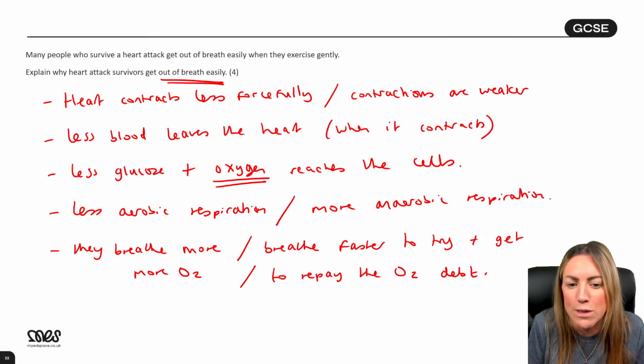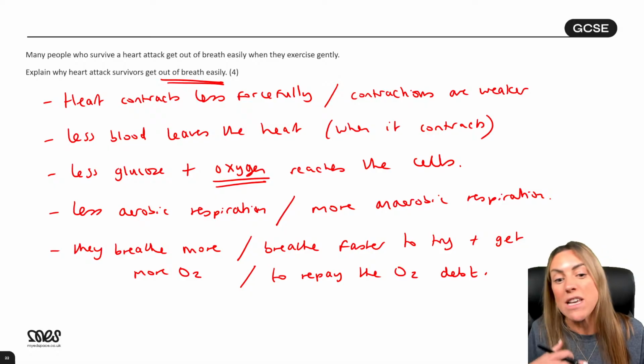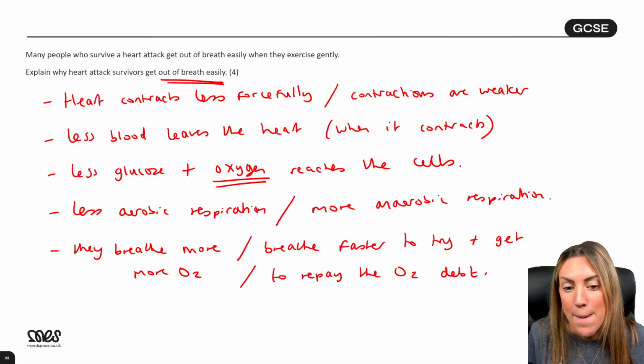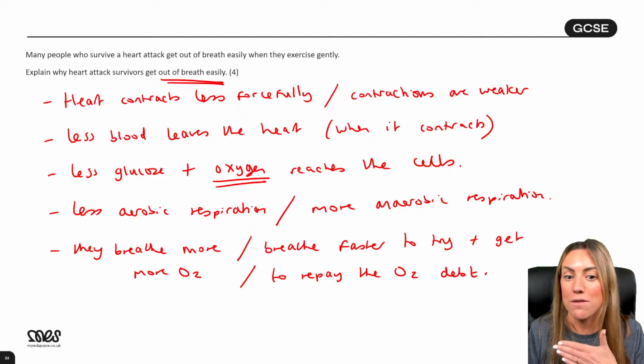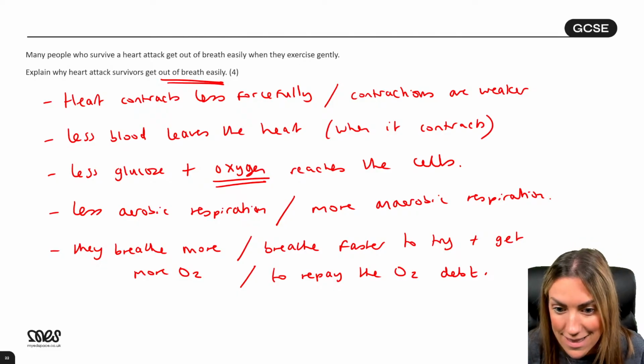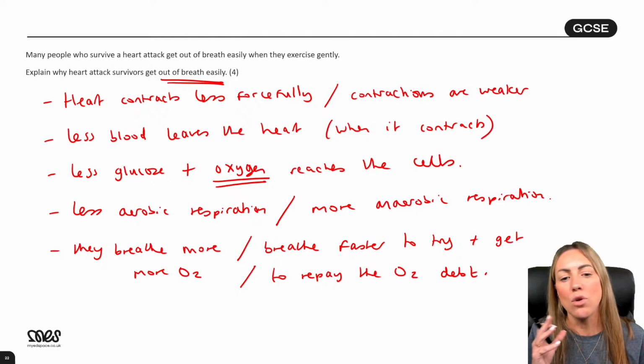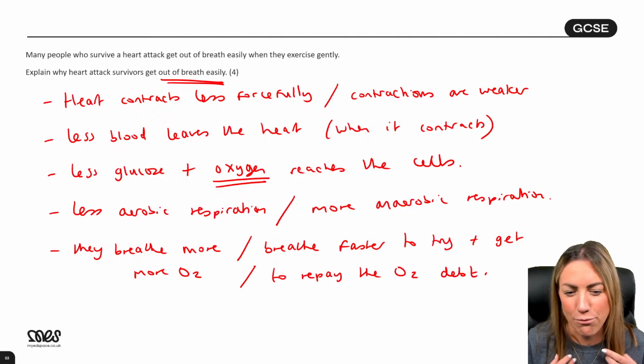Now, you didn't have to go that deep. That's for super smart students, right? This would be higher tier. You could have just said less aerobic respiration, so they breathe more to try and get more oxygen. But we should appreciate that if there's more anaerobic, they also need more oxygen to break down the lactic acid. We're going to do some more on aerobic and anaerobic respiration at the end.